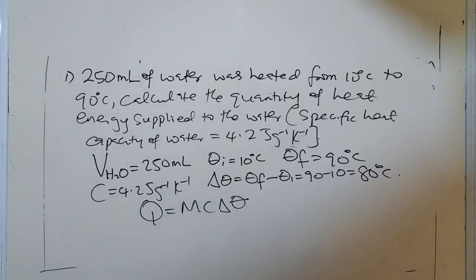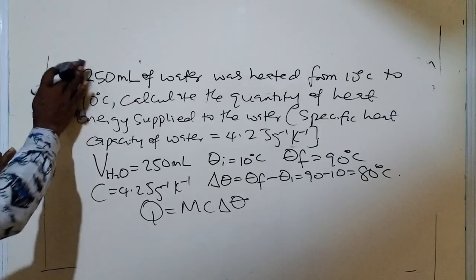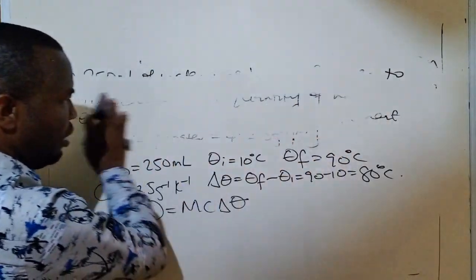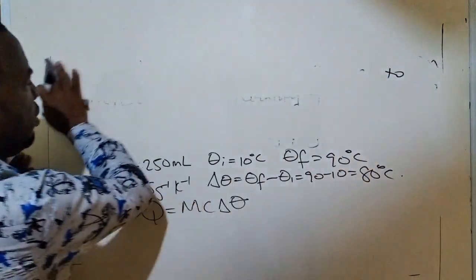temperature. So you look at the board, every other thing is given to us. We're given every value there except mass. We have our C, we have our change in temperature. What we have is volume. We don't have the mass of water. So how do we find the mass of the water? To find the mass of the water, we have to convert this volume to mass.